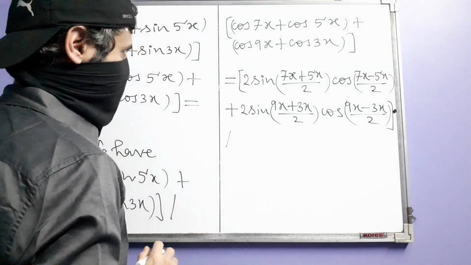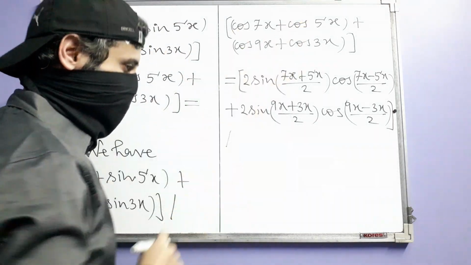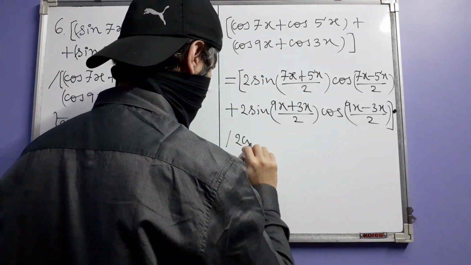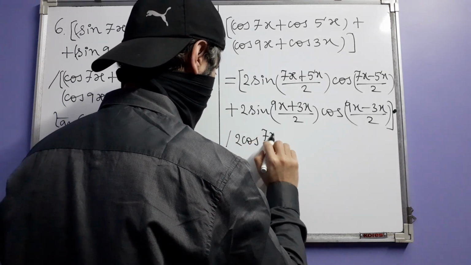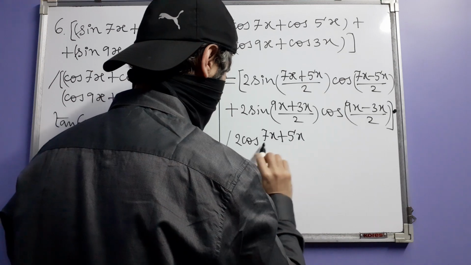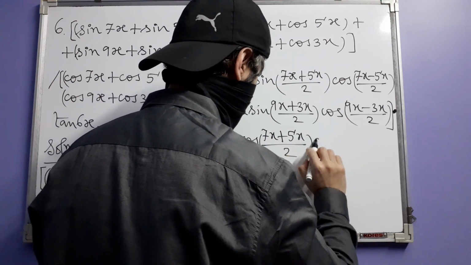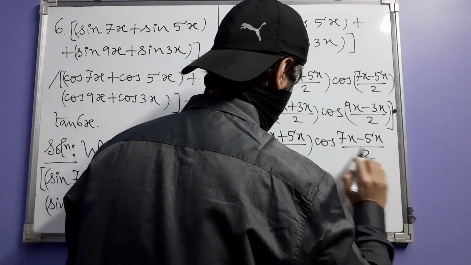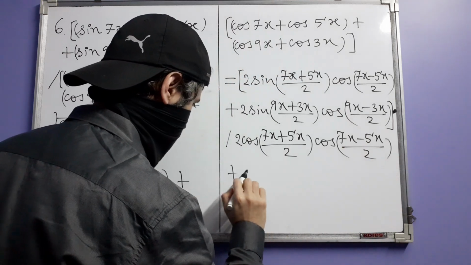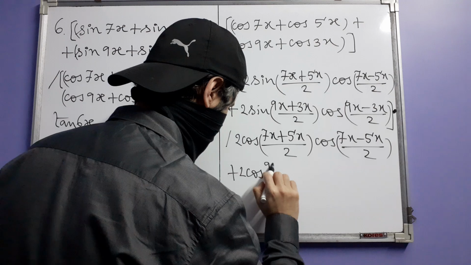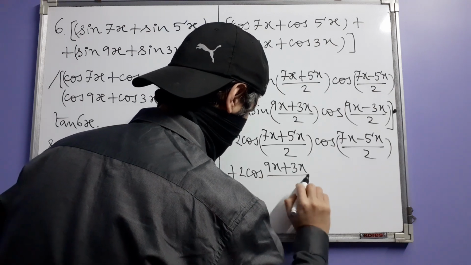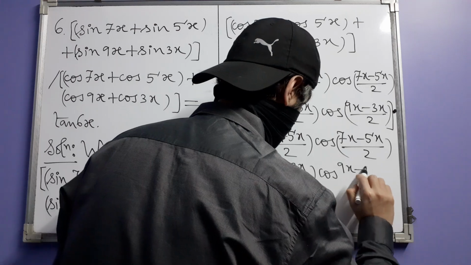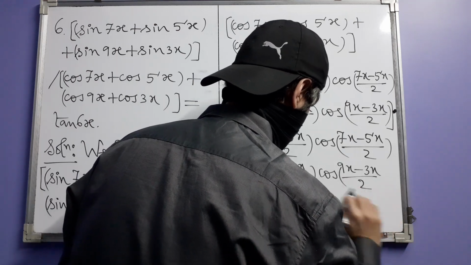And then the denominator. In the denominator we have cos c plus cos d. So both terms will be cos. 2 cos 7x plus 5x over 2 times cos 7x minus 5x over 2, plus 2 cos 9x plus 3x over 2 times cos 9x minus 3x over 2.